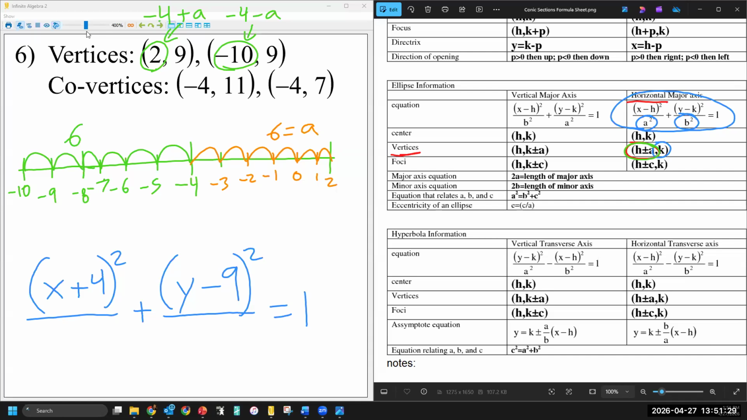It's just how far the vertices are from the center, right? A is how far the vertices are from the center, and that's 6 units. Well, I know that a squared has to go under the x, so if I square 6, I get 36. Okay? Square 6 there to get that one. All right, for covertices, we're going to do exactly the same thing, except we're finding b. We're finding b now. Let me get rid of that.